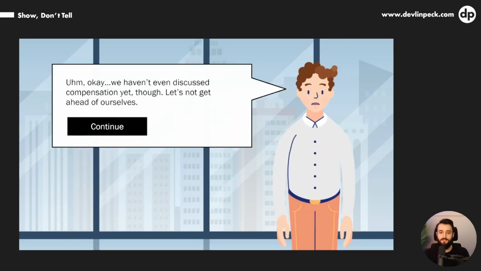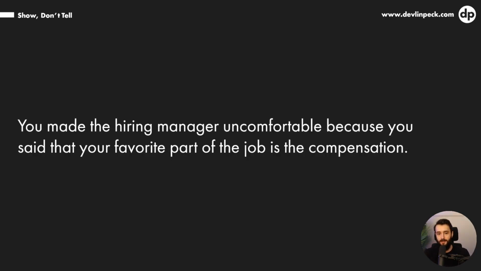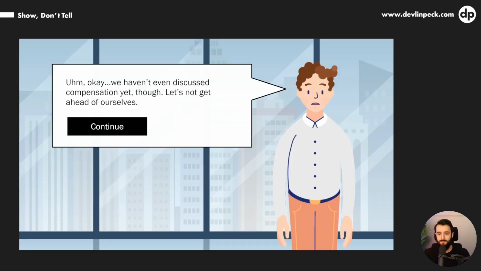For this one, I included a screenshot from an eLearning project in the project lab. Some of you may be familiar with this, but this is what I mean. We bring the character onto the screen, we show the speech bubble, and the character says, "Okay, we haven't even discussed compensation yet though. Let's not get ahead of ourselves." So you can see we're using the conversational tone here, but we're seeing the dialogue. Instead of just saying, "you made the hiring manager uncomfortable," we're actually seeing what the hiring manager says in response to the choice we just made, or because of the action we just took.